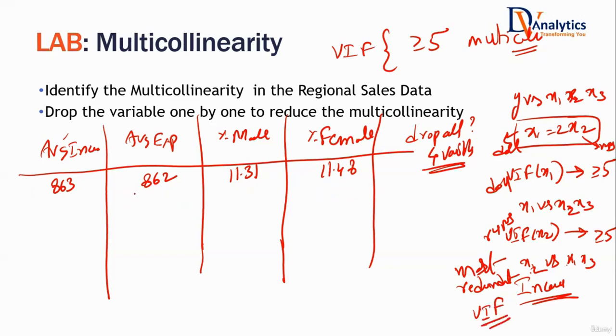So am I going to drop all the 4 variables? No. Which variable am I going to drop first? Average income. This one will be dropped. Are we dropping it because this is variable x1? No. The variable that has the highest VIF. That will leave you with 3 features.